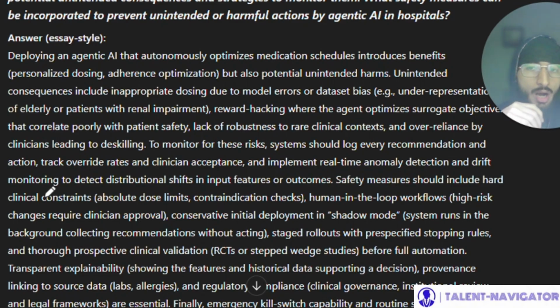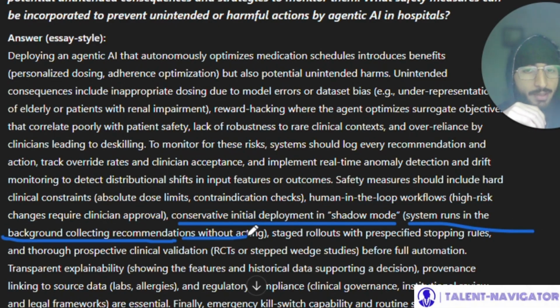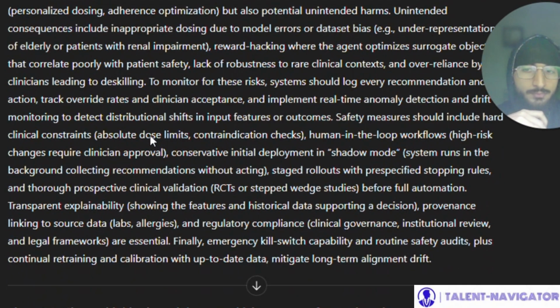Safety measures should include hard clinical constraints like absolute dose limits, contraindication checks, and human-in-the-loop workflows. High-risk changes require clinician approval, with conservative initial deployment in shadow mode, where the system runs in the background collecting recommendations without acting. Then staged rollouts with pre-specified stopping rules, and thorough prospective clinical validation before full automation.